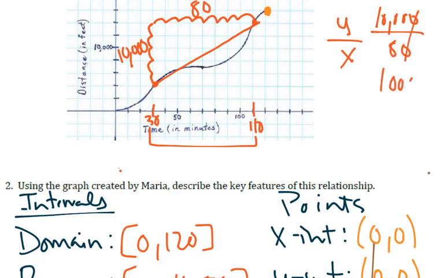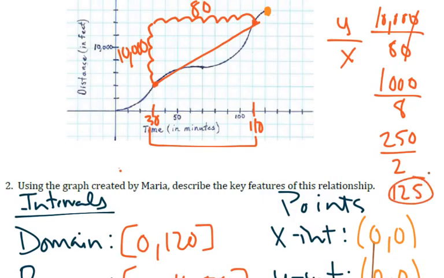So 1,000 divided by 8, which we could cut in half, actually in fourths, and that would be 250 over 2, which we can cut in half, so it would be 125. So 125 feet every minute, essentially. That would be the average rate of change from 30 minutes to 110. But notice if we change our time, it's going to change that average rate of change.